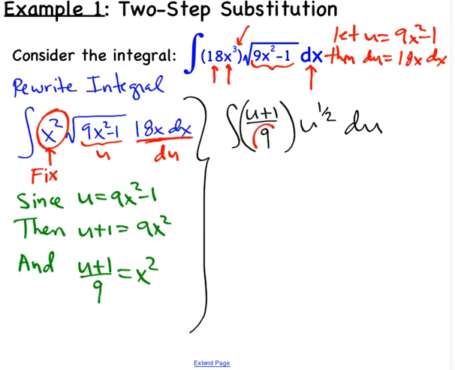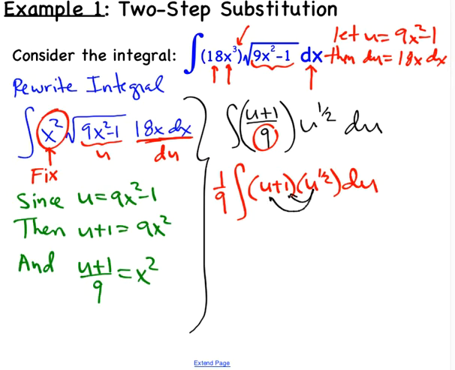And just to simplify this a little bit, I'm going to take that denominator 9 and put it out in front of the integral as 1/9. We can do that with constants. And now we use the distributive property to change these terms to be strictly terms of u. And these are terms of u that I can now apply the power rule to. So we're ready to take the antiderivative.